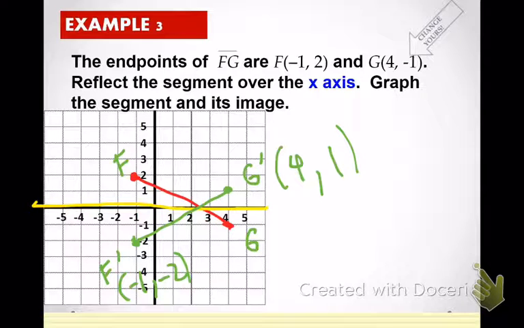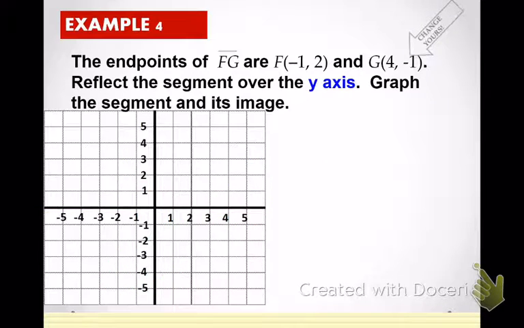Questions? Everybody got it? Okay. Now we're going to do it across the y-axis.